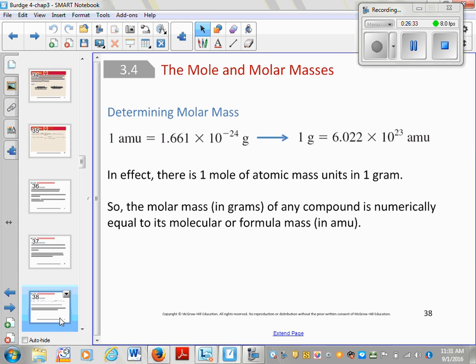So in effect, 1 mole of atomic mass unit is 1 gram. So they're numerically equal. Well, that's great, because you already know how to figure out AMU masses. We did that before. So you don't have to do any conversions to change to molar masses, except change AMU to grams. Yes? Are you with me? Okay.